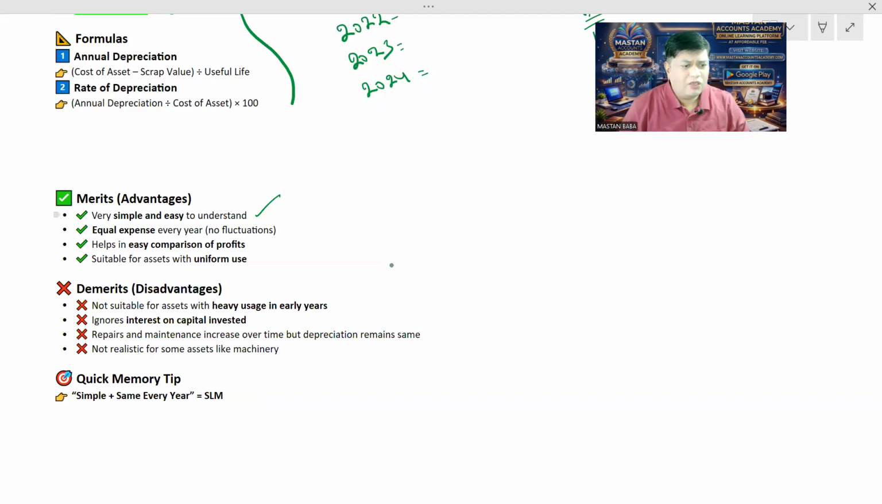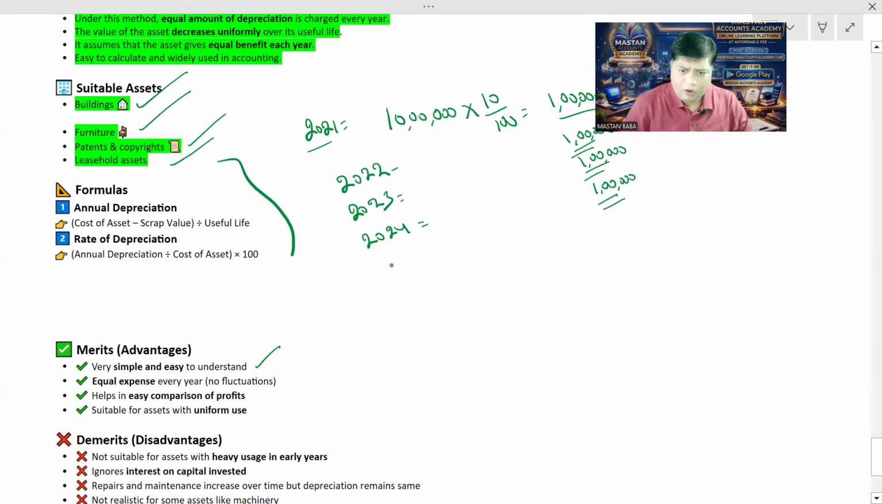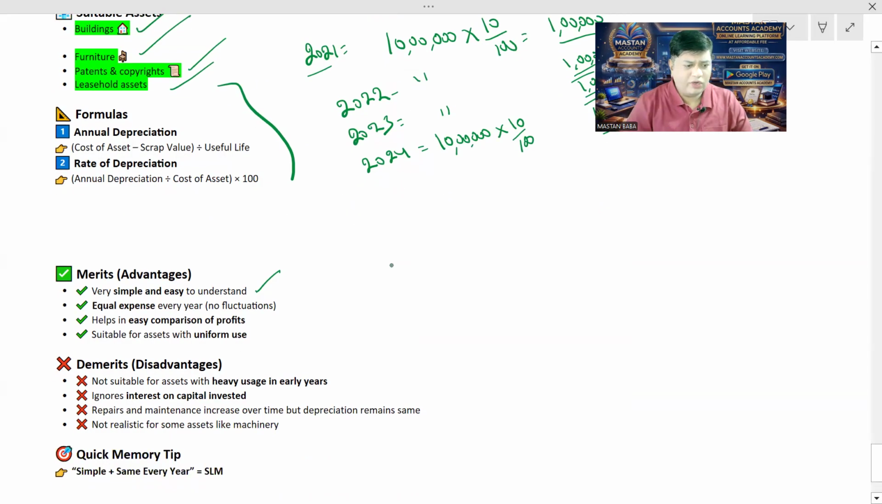So it's very simple to understand and always calculated on original cost. In the first year I take 10 lakhs in the calculation. In the fourth year also I'll calculate on original cost, that is 10 lakhs into 10 by 100. So every year I will calculate on 10 lakhs only. First year, second year, third year, fourth year. So it's always very simple and easy to understand. Equal expenses every year, no fluctuations. As in my example, 4 years also 1 lakh, 1 lakh. At the same time, it helps in easy comparison of the profits and is suitable for assets with uniform usage.